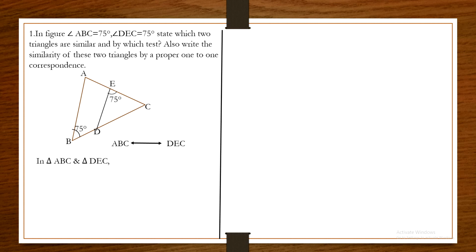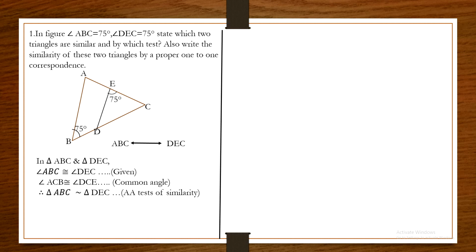Now in these two triangles, which angles are congruent? Angle ABC is congruent to angle DEC because they have a measure of 75 degrees each. So it is given. Second, angle ACB is congruent to angle DCE because angle C is common. So if two angles are congruent, then the triangles are similar by AA test. So we write triangle ABC is similar to triangle DEC by AA test of similarity.